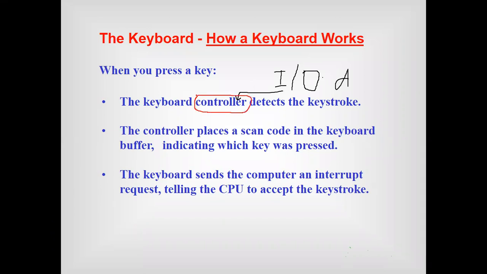An example of an input device is the keyboard. When you press a key, the keyboard controller, the circuitry in charge of controlling movement of data from source to destination for this device, detects the key that has been pressed, a keystroke. The controller then places a scan code in the keyboard buffer, which is basically a register.